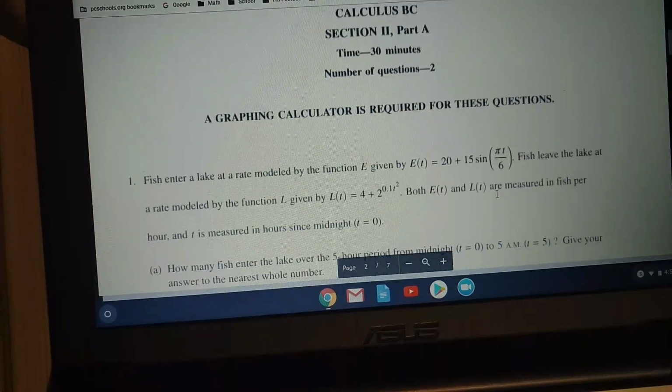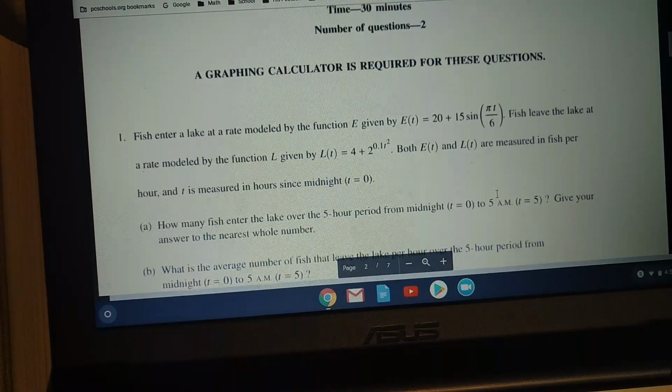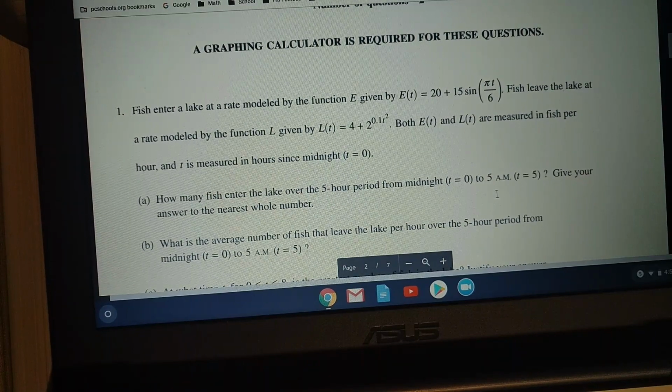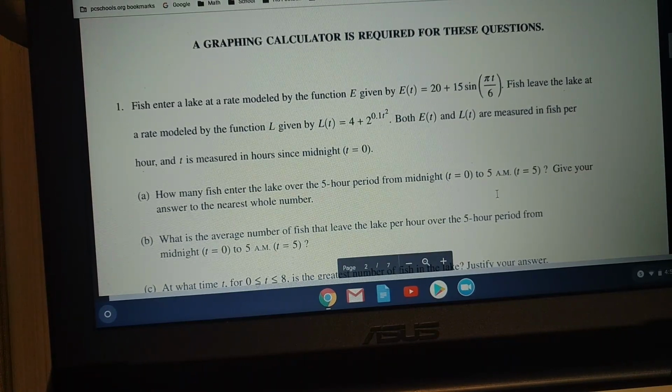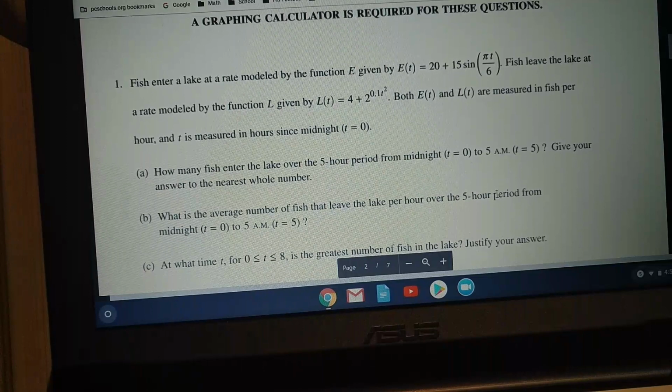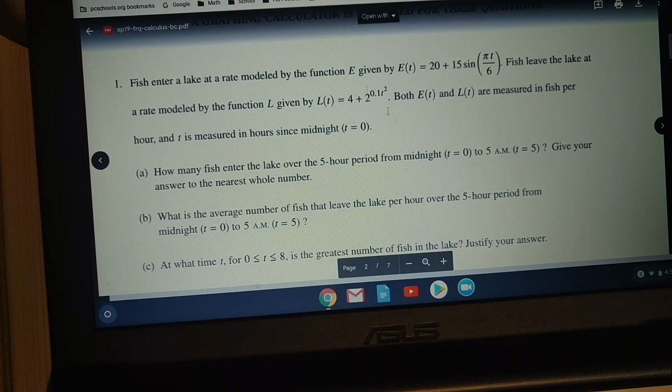Question number one: we've got fish entering the lake and leaving the lake. So once again, this is our rate in, rate out problem, the basic structure here. We have two different equations, but both of them give a rate, so they're similar in that regard. All right, let's look at how we're going to score this question.